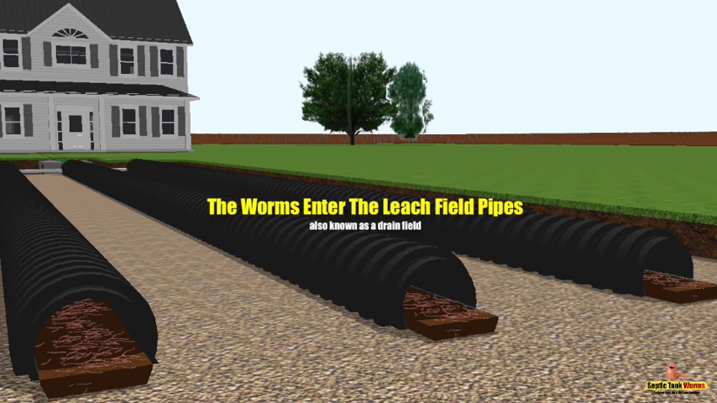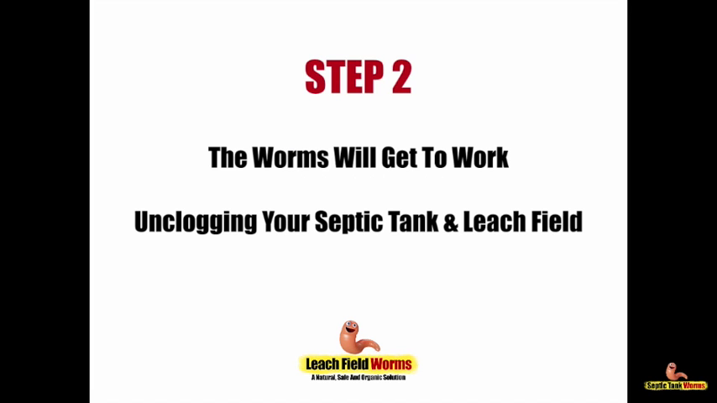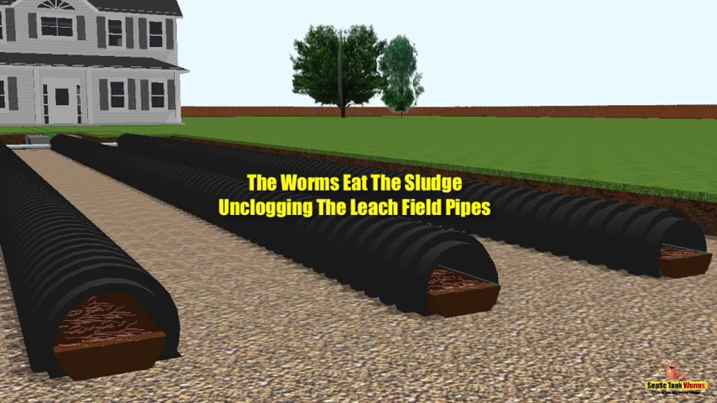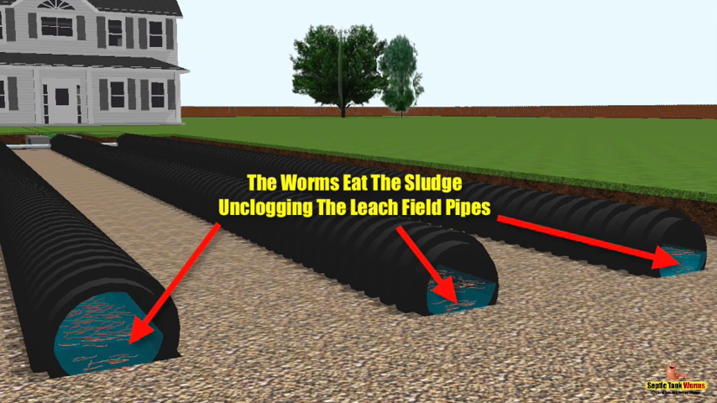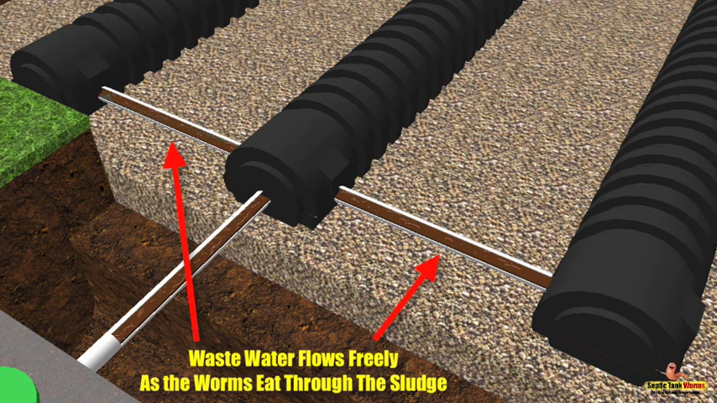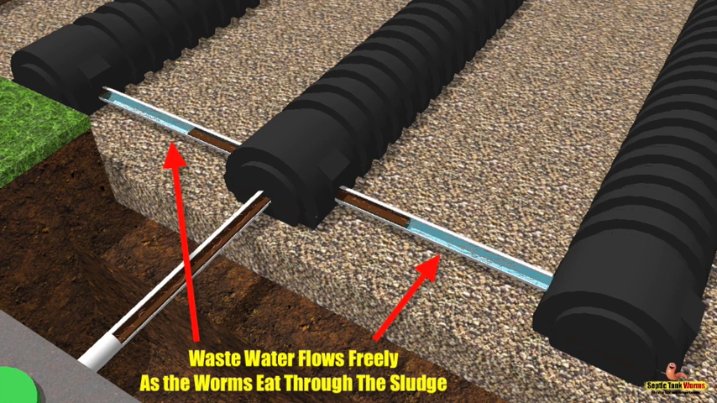Once the worms have started to saturate the drain field, it's then they start to work their magic. Very quickly the worms get to work. They start eating the sludge, unclogging those drain field pipes, which then allows that wastewater to start to flow freely. These worms will continue to eat that sludge, breaking it down, clearing it, unclogging it from the drain field pipes, once again allowing that wastewater to flow freely back into the gravel and then naturally back into the soil where it can be discharged and disposed of.